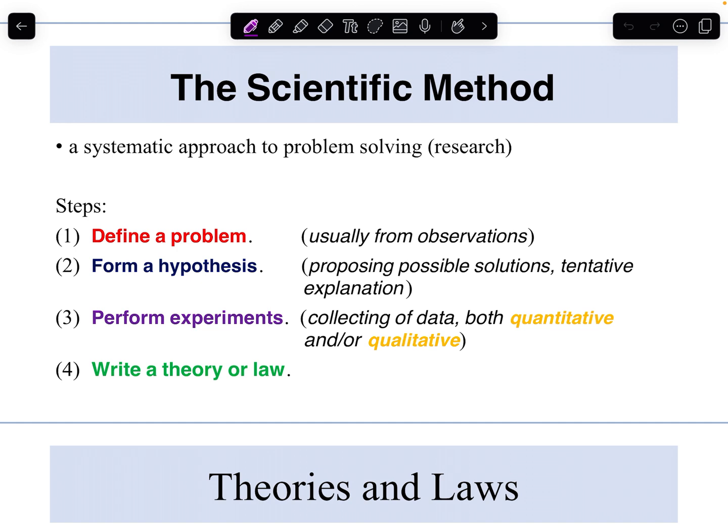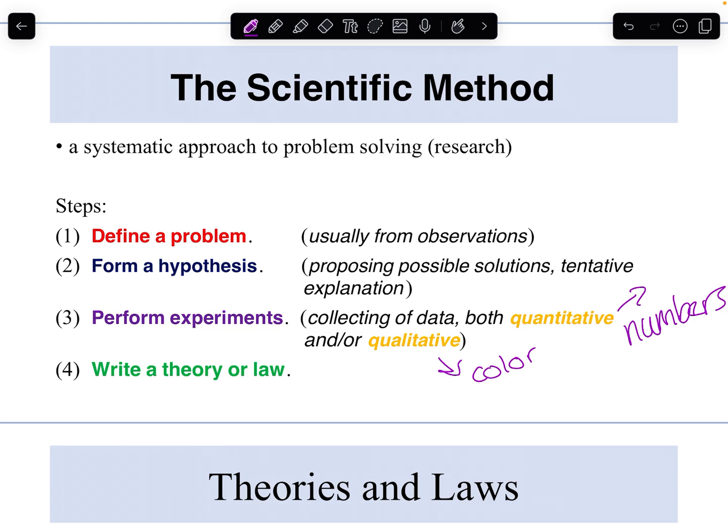You then perform experiments, and experiments mean collecting actual data. Data can be either quantitative, which means you use numbers, or qualitative, which means you're using things that are a little bit less tangible. For example, the color of something, or that it's tall or short, so you're not using an exact measurement. And then from those experiments, you write a theory or a law.